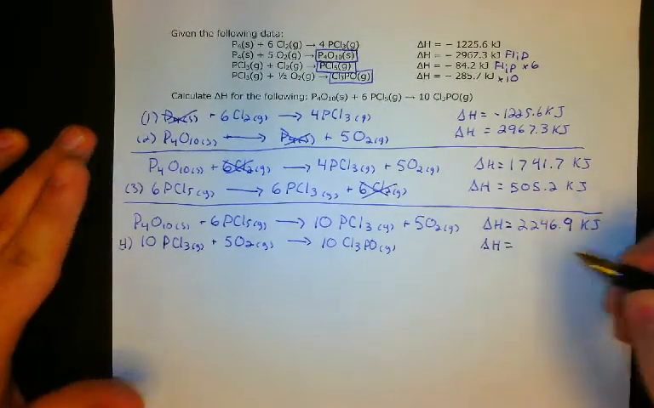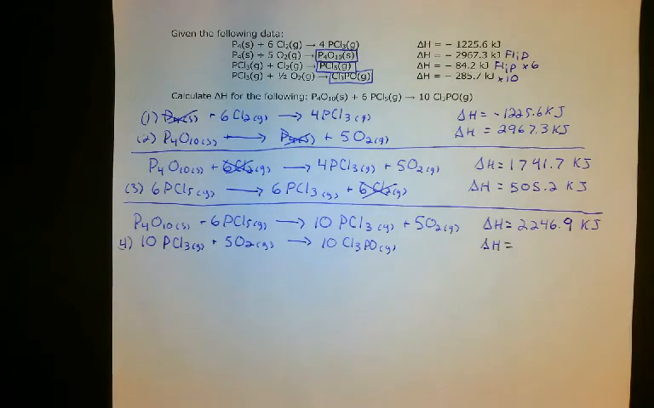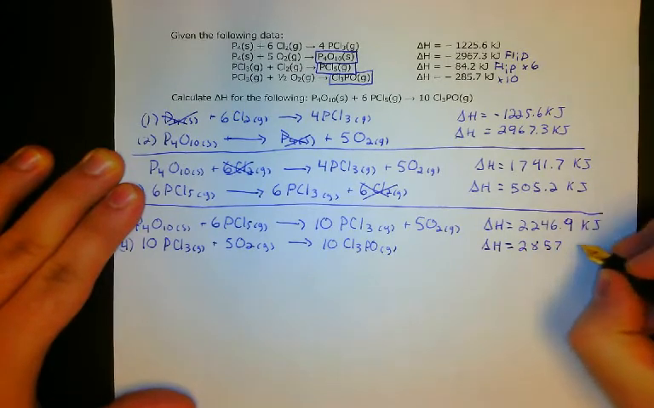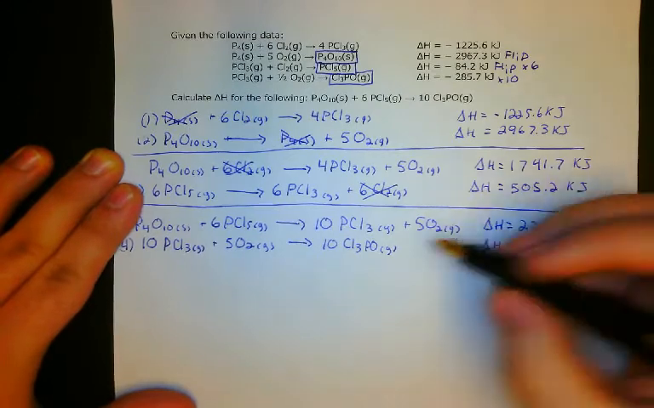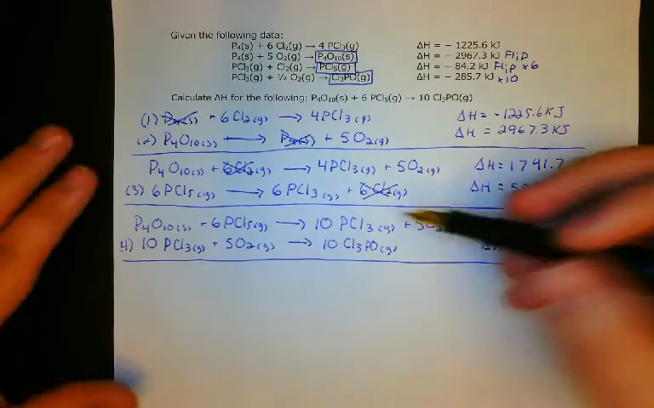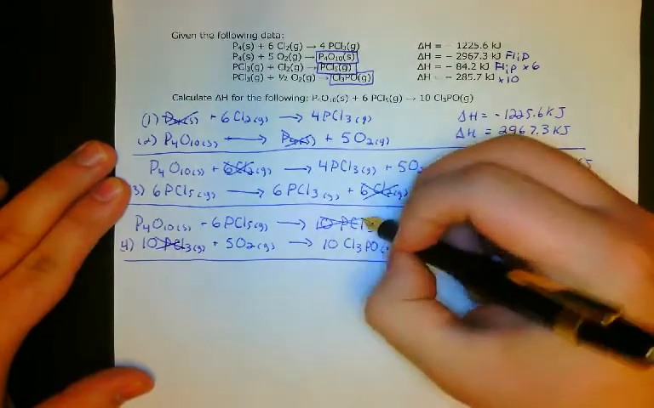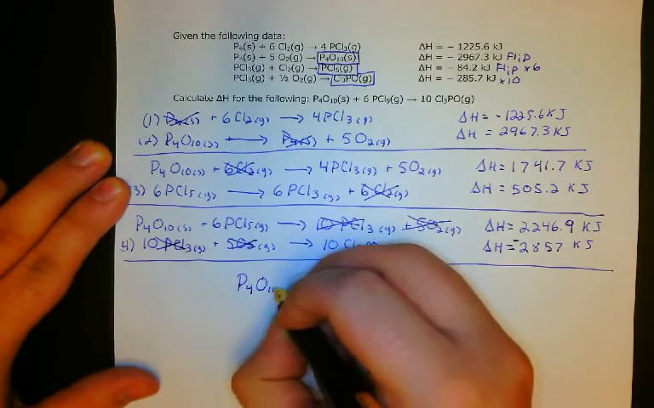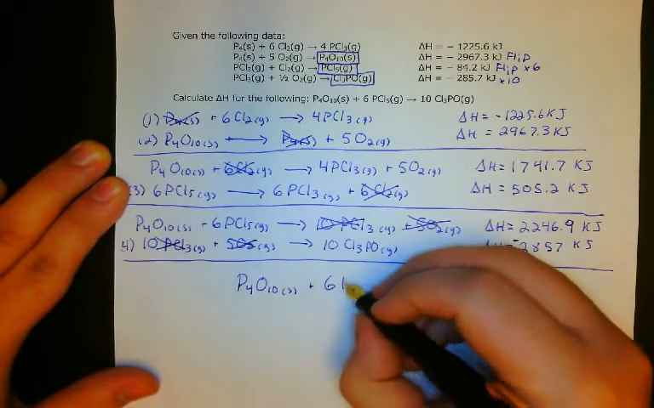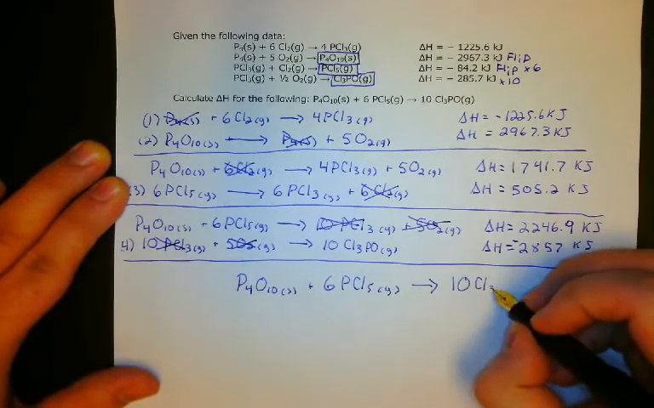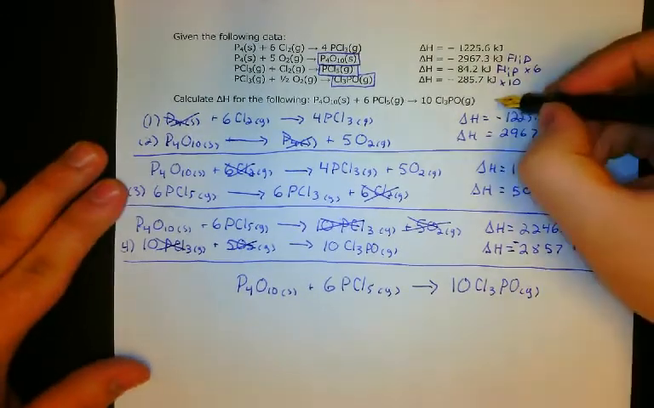And my change is going to be negative still, because I did not flip it, and it's going to have to be multiplied by 10. So 285.7 times 10 is an easy 2,857 kilojoules. And it is negative. This was our last step, so hopefully everything cancels that we don't need. On both sides, I have 10 PCl3s. I have 5O2s. And if I combine, I am at P4O10 as a solid. I am at 6 PCl5 as a gas. And that makes 10 Cl3PO as a gas. Does that match our original balanced equation?